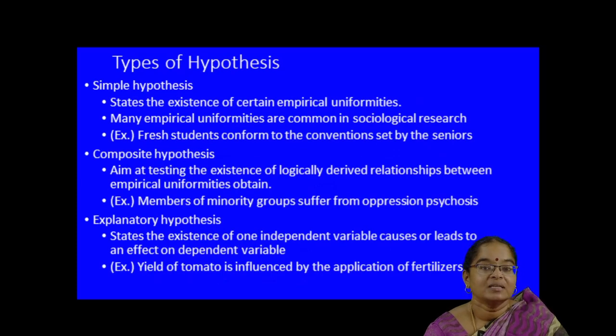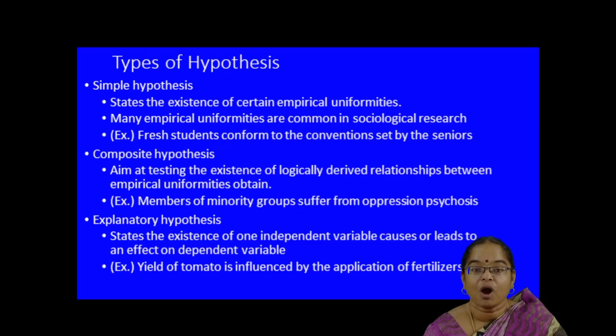The next one is the simple hypothesis. That is, the data consists of empirical uniformities, that is, homogeneity. The data is collected from a homogeneous group, and empirical uniformities mean this simple hypothesis is framed. There is no heterogeneity or difference in nature. All the respondents have the same feeling, same opinion or same thoughts, so the simple hypothesis is used. For example, fresh students conform to the rules and regulations of senior students. So empirical uniformity is there, and a simple hypothesis is formulated.